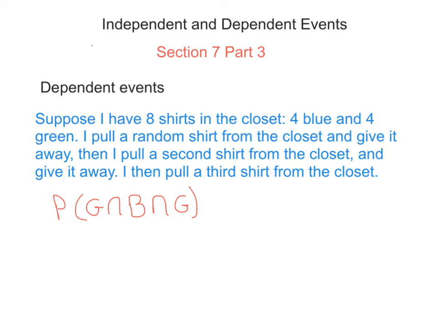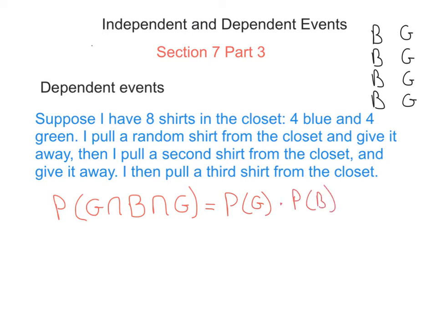All right, so once again, I'm just going to put the list here that I have: 4 blue shirts and 4 green shirts. So that's our list that we're going to look at. Because this is a dependent event, I can separate them, but I am going to have to be very careful here. So I have the probability of a green shirt times the probability of a blue shirt times the probability of a green shirt.